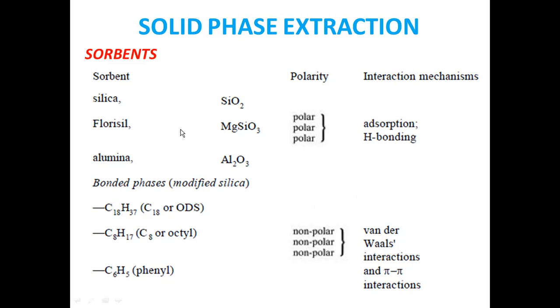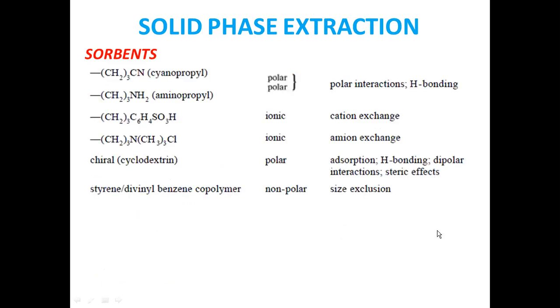So these are some sorbents. Silica, fluorosil and alumina are polar. Adsorption or hydrogen bonding can be expected. And bonded modified silica such as octadecylsilane, octylsilane and phenyl modified silica are non-polar. We can expect only Van der Waals interactions or pi-pi interactions in such sorbents.